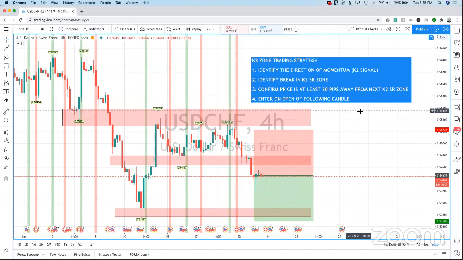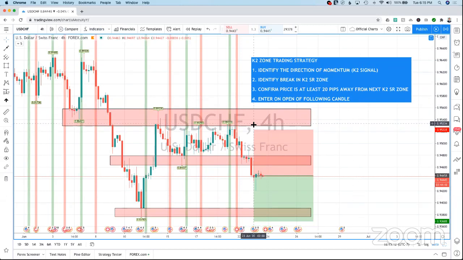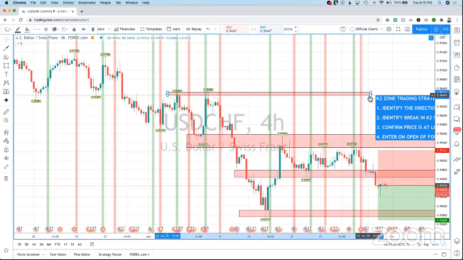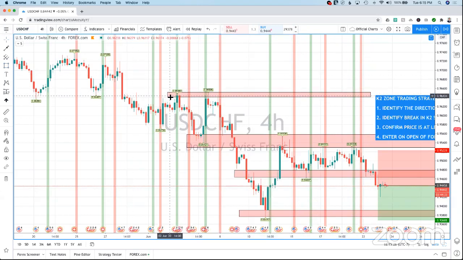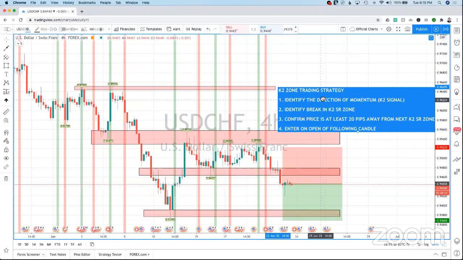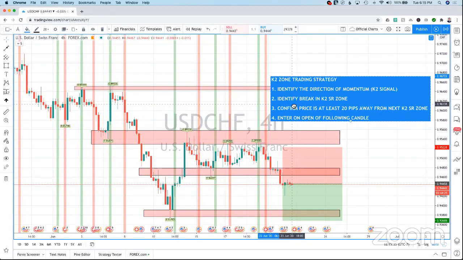All right, so the strategy is real simple. You just want to identify the direction of momentum, and the way that you're going to identify that is by looking at the K² signal. So right here, you can see we have a sell signal. The reason why this didn't go up right here is because there's a resistance right here. So that's why we wouldn't have taken those trades, even though it was a buy signal, because that would violate the 3rd requirement.